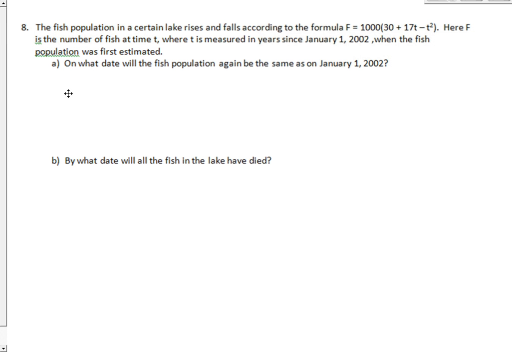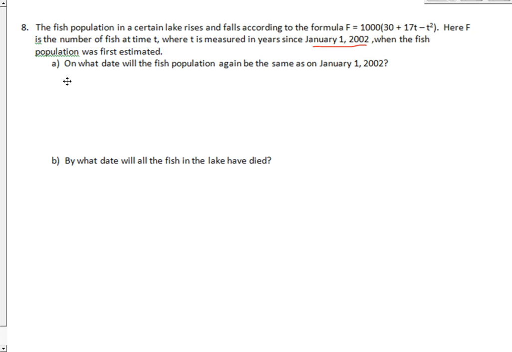Okay, this is number 8 on the test review for 1.3 to 1.5. We have a fish population where in a certain lake it rises and falls according to the formula F equals 1,000 times (30 plus 17t minus t squared), where F is the number of fish at time t, where t is measured in years since January 1st of 2002 when the fish population was first estimated.